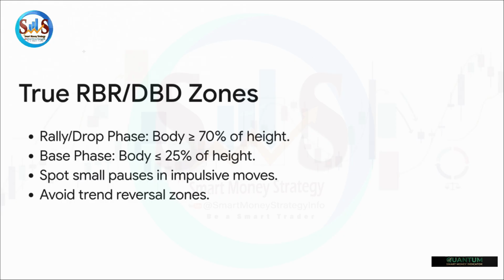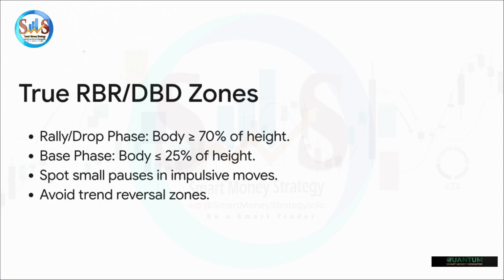But here's the absolutely crucial detail, the 70-25 body-to-wick ratio rule. This is what perfectly separates real institutional rallies from just standard everyday market noise. Anybody can spot a big green candle, but true institutional footprints are highly specific. Your rally candles need to be fully committed, so at least 70% body. The base candles, though, represent a pause, so their bodies should be tiny, 25% or less, with long wicks that show that temporary consolidation.